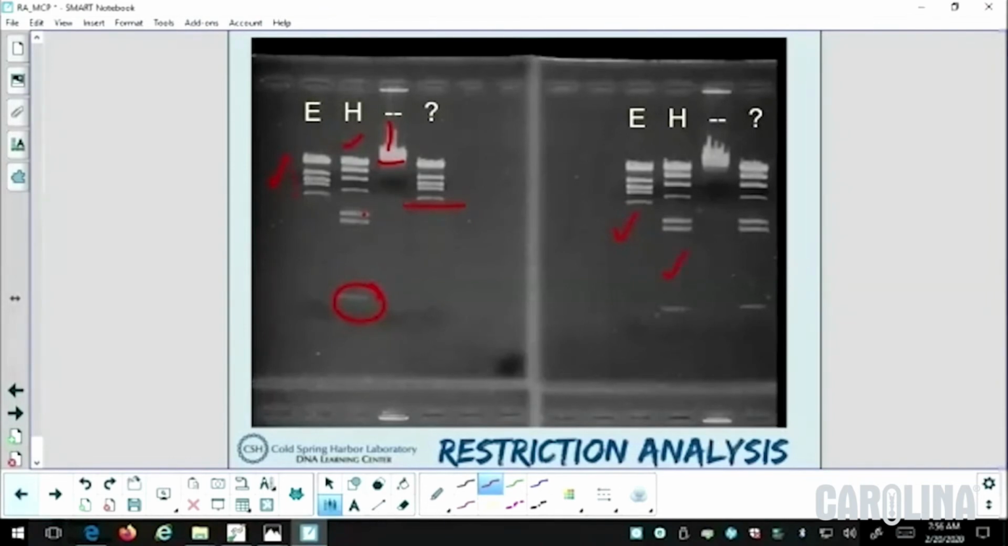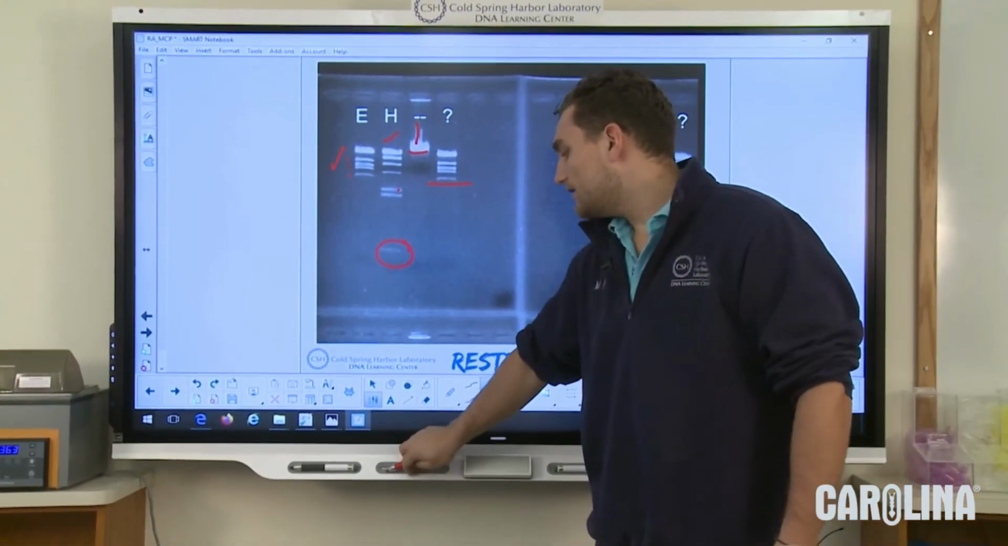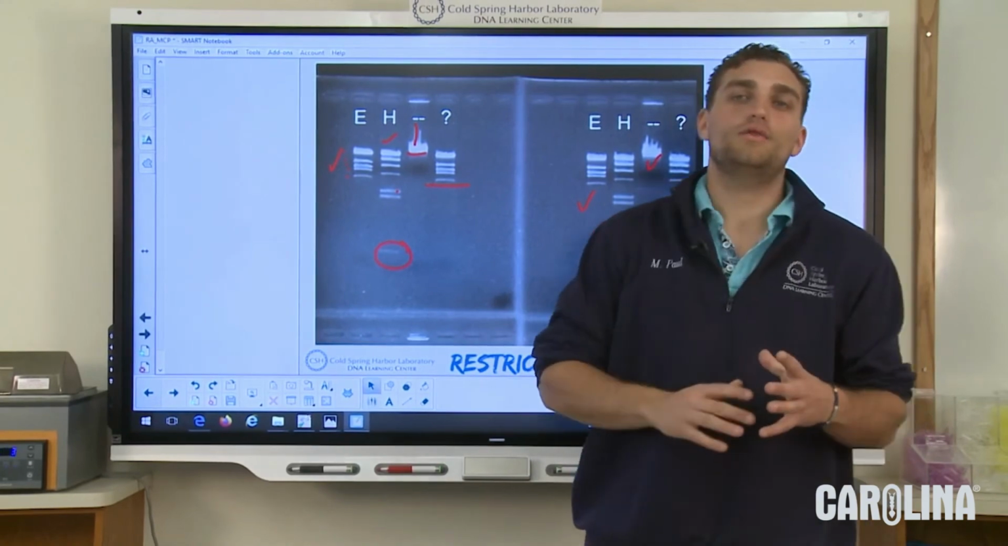Yes, it is done perfectly. My minus lane, it's done perfectly. And what is in my question mark? EcoR1 or HindIII? HindIII, yes, HindIII. Awesome job. So this is what we call the ideal gel.